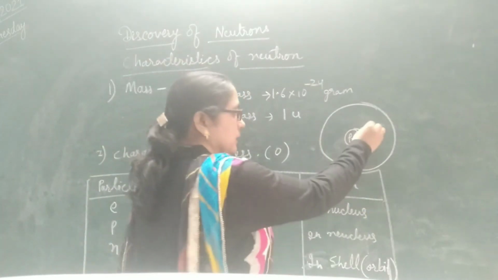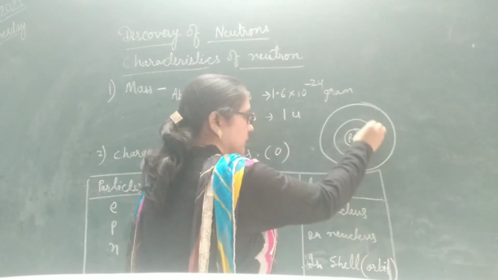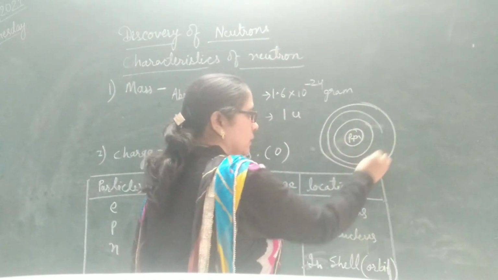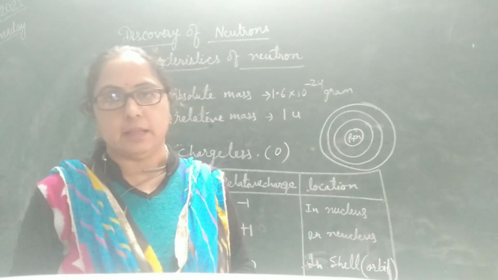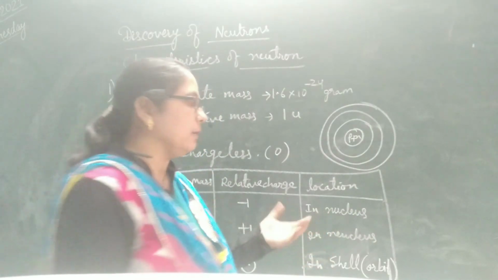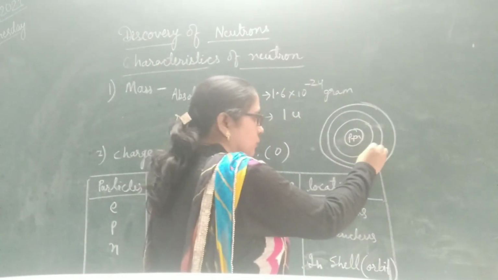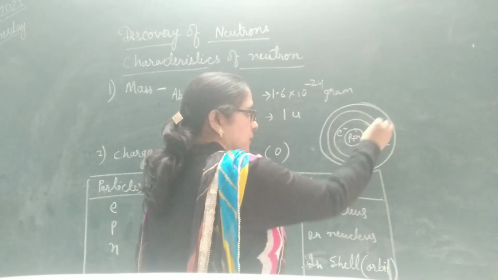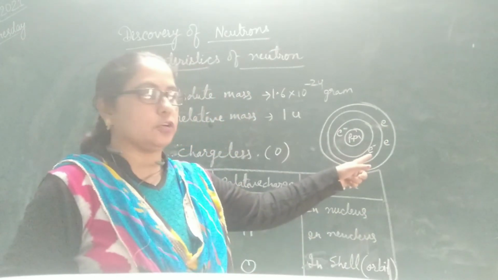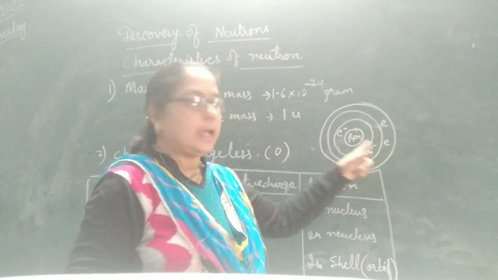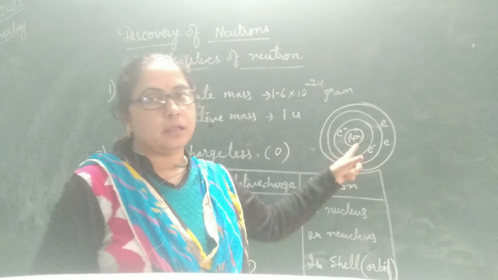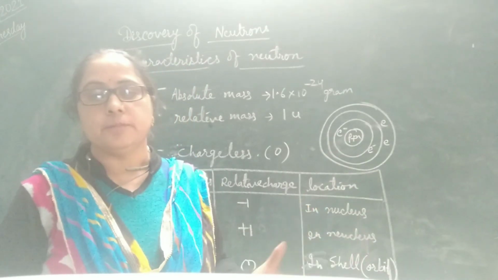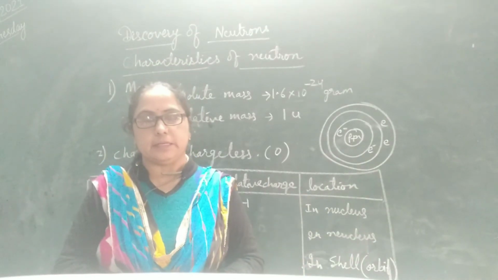Around the nucleus, there are circular paths. These paths are called orbits or shells: K shell, L shell, M shell, N shell. In these orbits, electrons revolve around the nucleus. It means the location of electrons is in the shell or in the orbit, and protons and neutrons are in the nucleus. This is about the 3 subatomic particles.